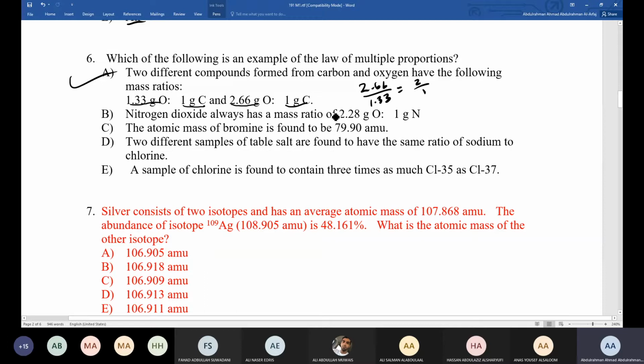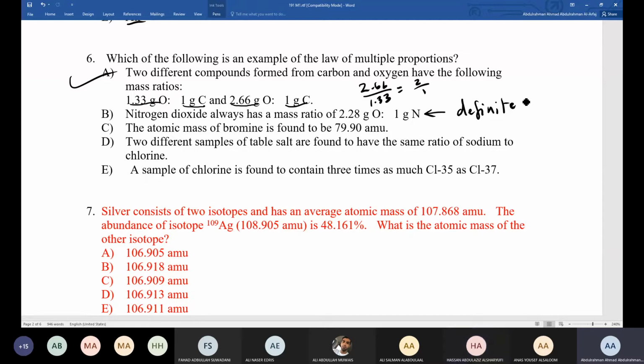Nitrogen dioxide always has a mass ratio of 2.28 gram to 1 gram nitrogen. Which law is this one? Definite proportions. Exactly. The atomic mass of bromine is 79.90. What's this? Atomic mass. So it's not the answer.